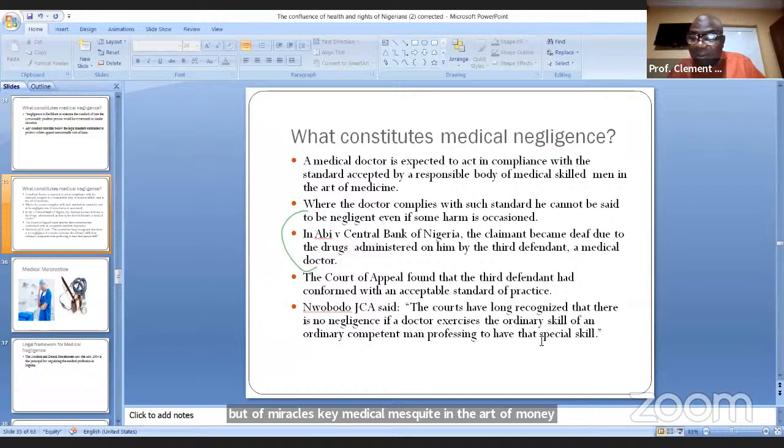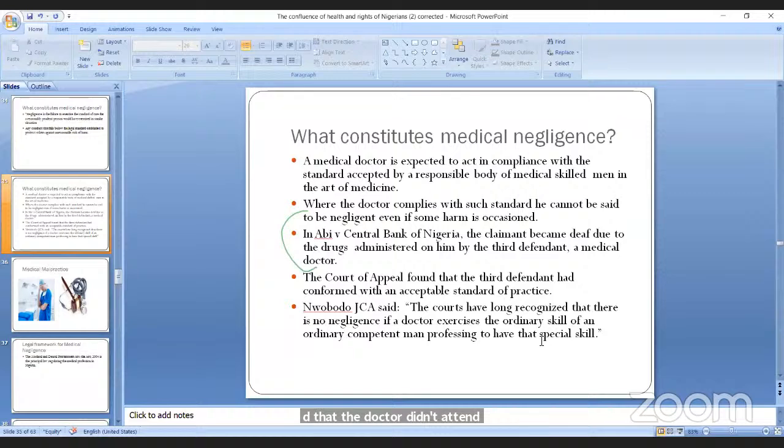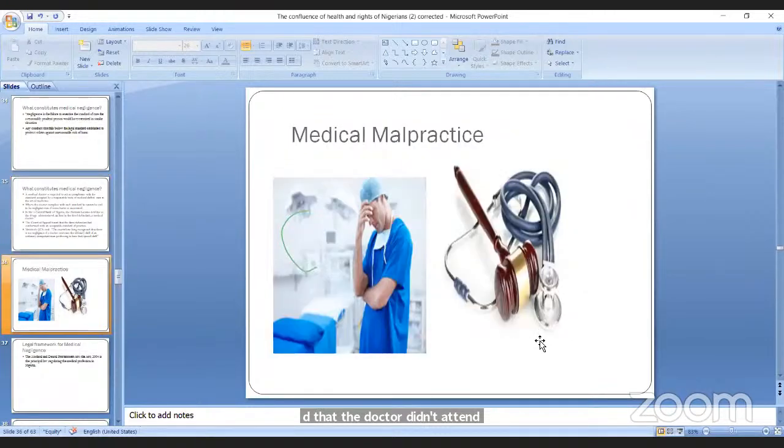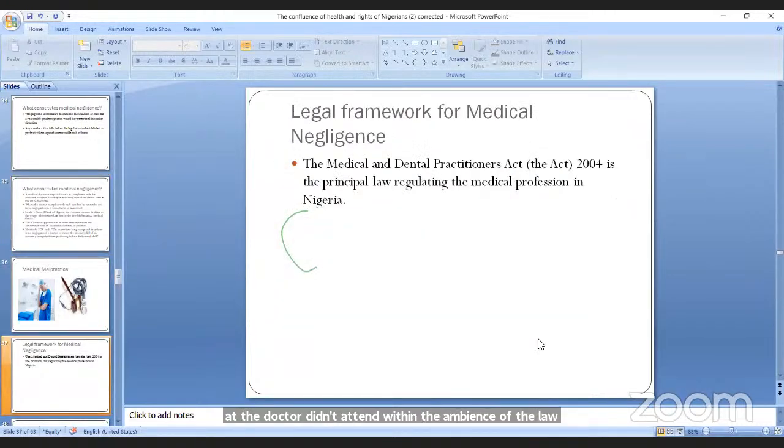Where the doctor complies substantially with such standard, he cannot be said to be negligent, even if some harm is occasioned by his work. I made this point earlier. A similar thing happened in this case of RB and Central Bank, where a doctor gave a drug in the correct dose, and the patient suffered some hearing loss. The court said that the doctor didn't fall within the ambit of the law.